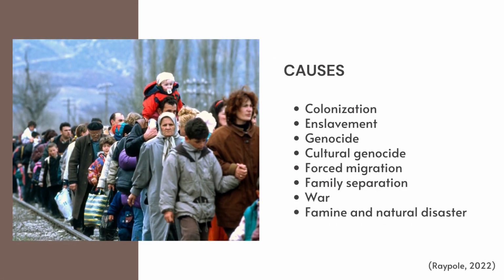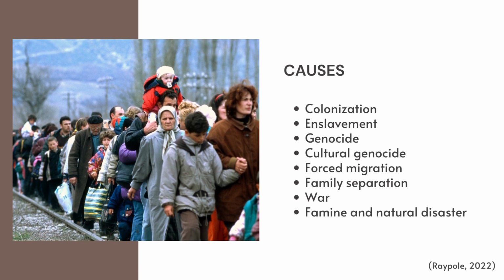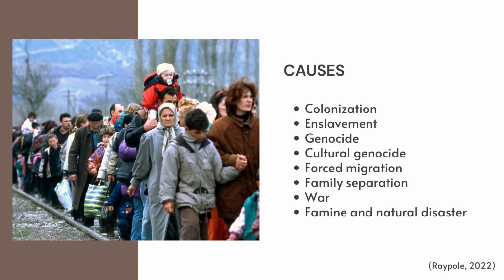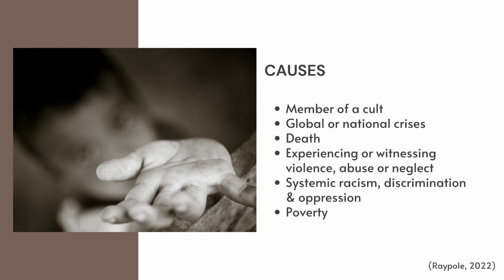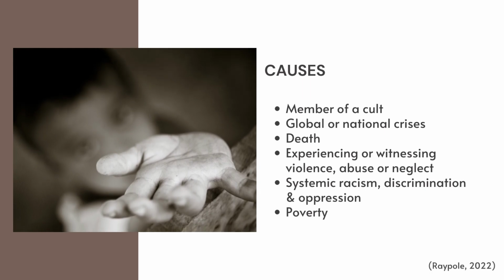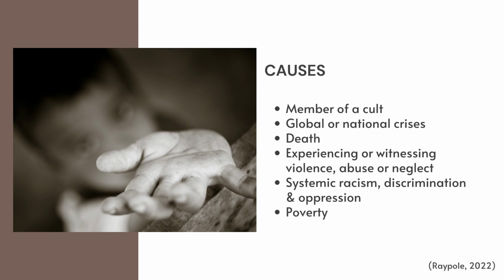Several situations can cause intergenerational trauma, including colonization, enslavement, genocide, cultural genocide, forced migration, family separation, war, famine, and natural disasters, being a member of a cult, global or national crises, death, experiencing or witnessing violence, abuse, or neglect, systemic racism, discrimination, oppression, and poverty.